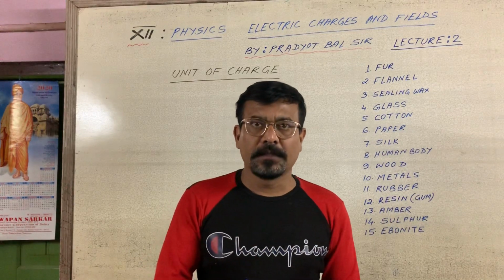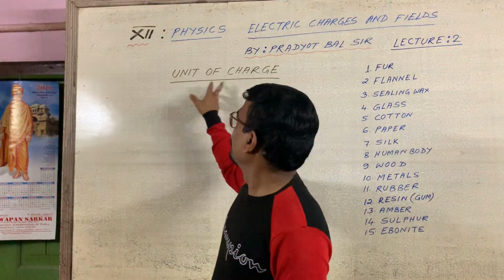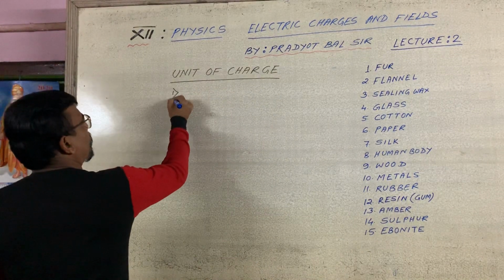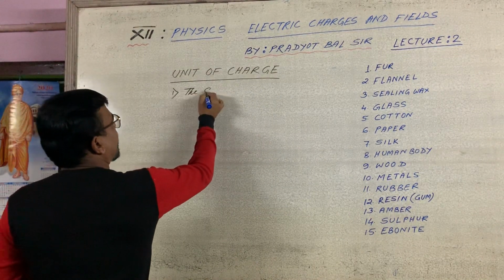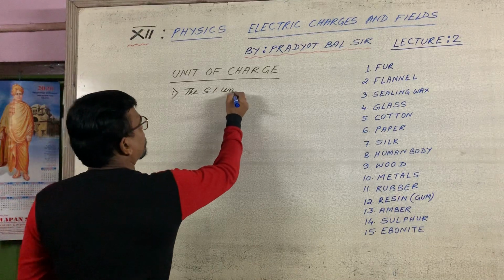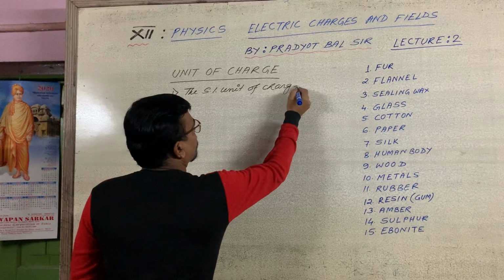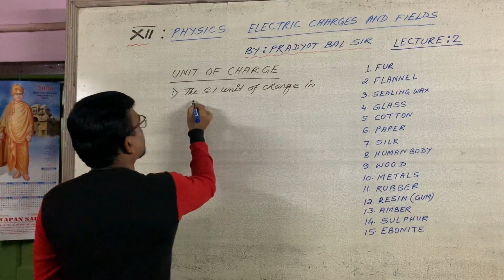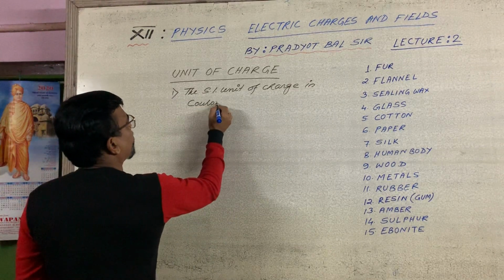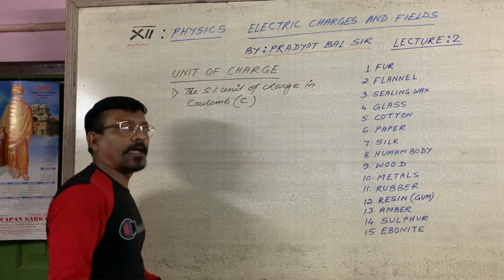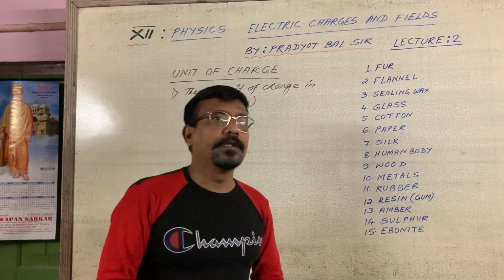In today's class, the first point is units of charge. Number 1, the SI unit of charge. The SI unit of charge is Coulomb, denoted by capital C.